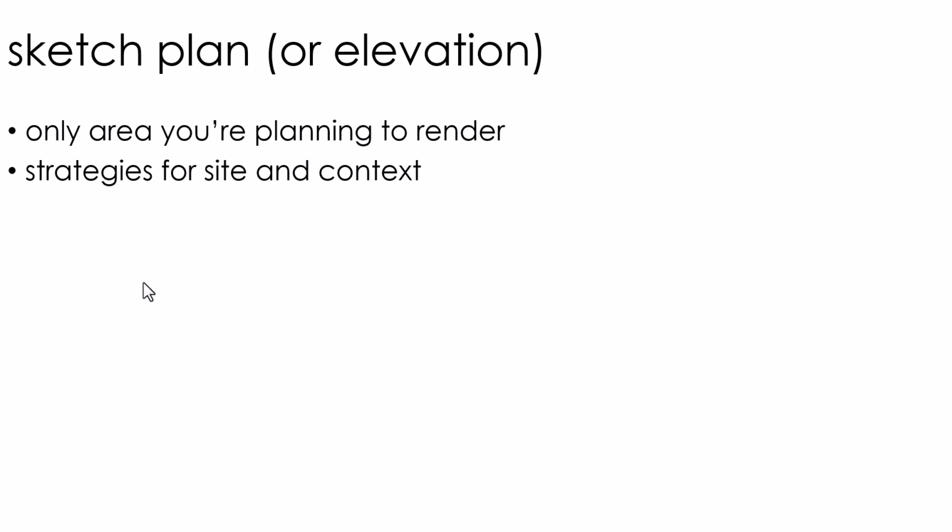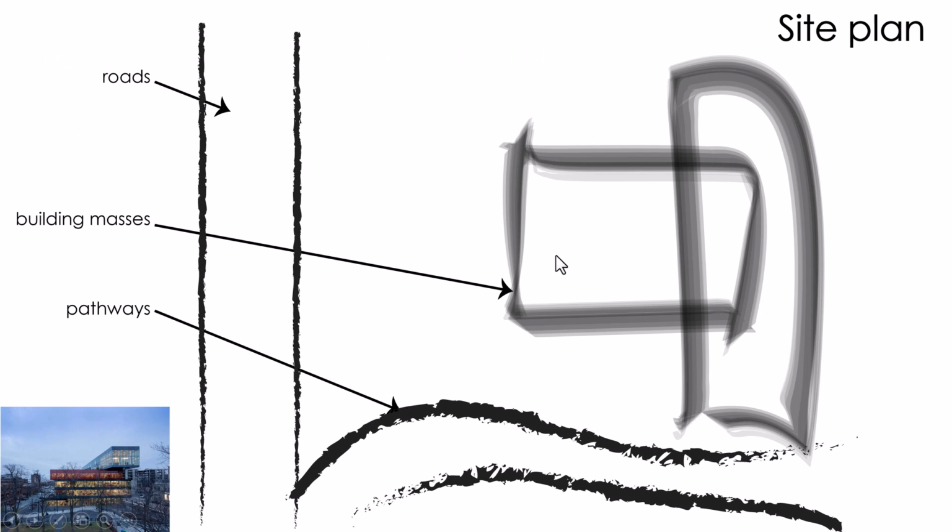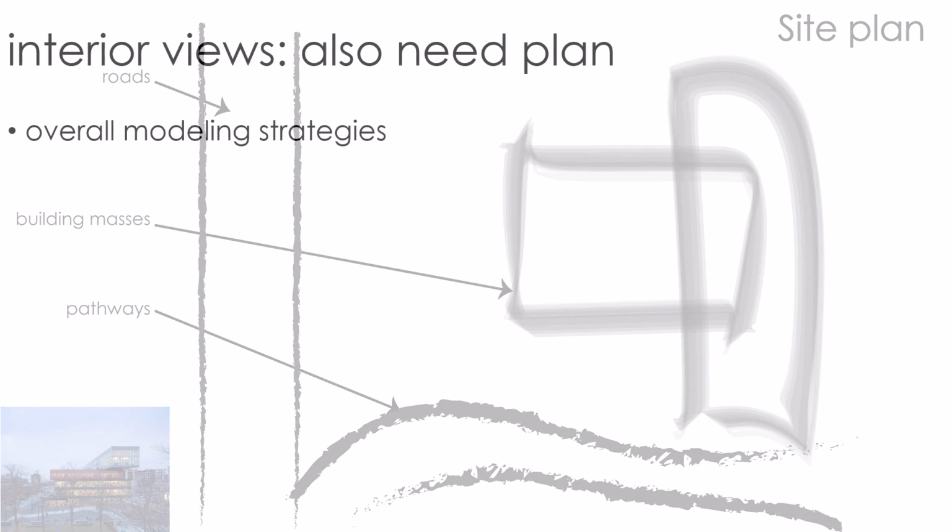And of course, you don't need to worry about things that you don't see in your site plan or in your perspective view. But even something as simple as this, I'm just sketching the building here, where the road is, and where the site is. It kind of helps you divide up what you need to create in your model.